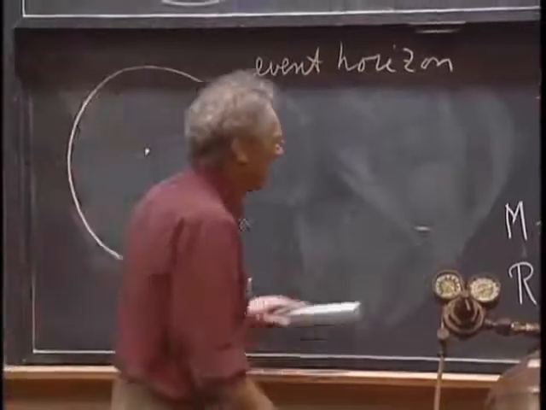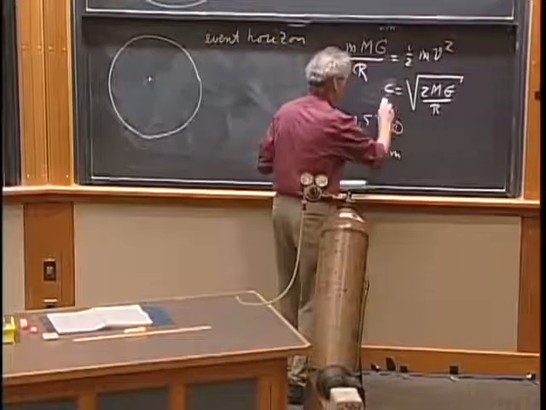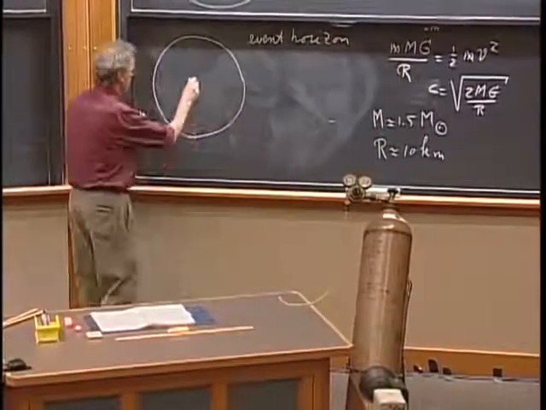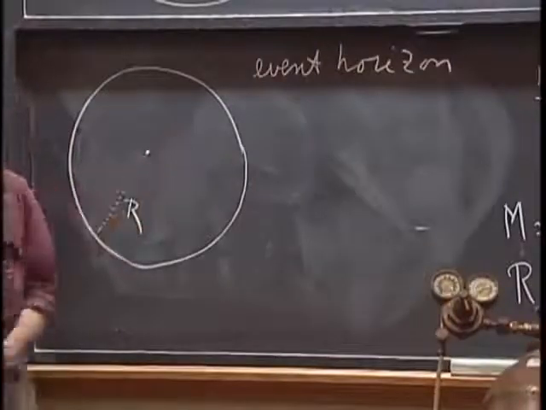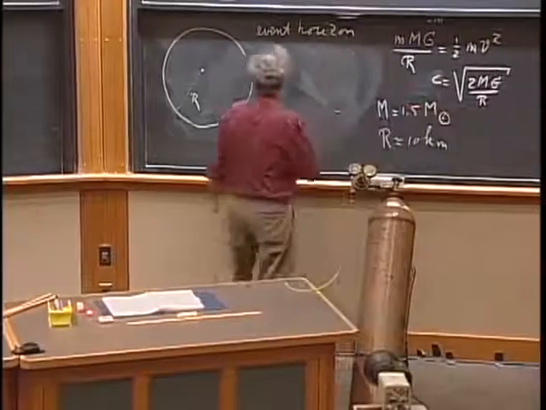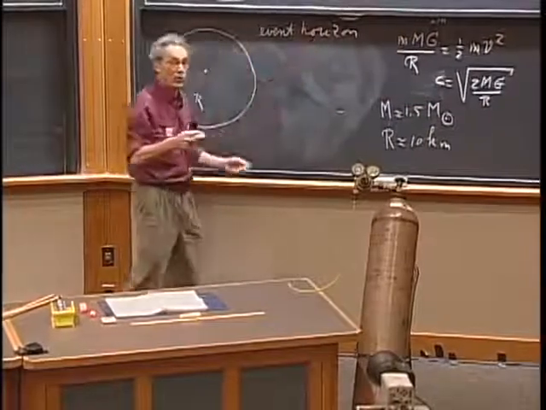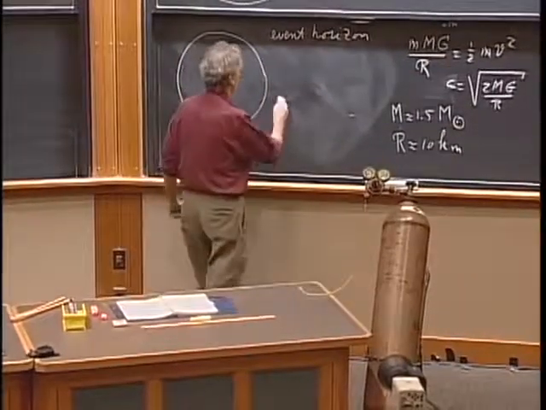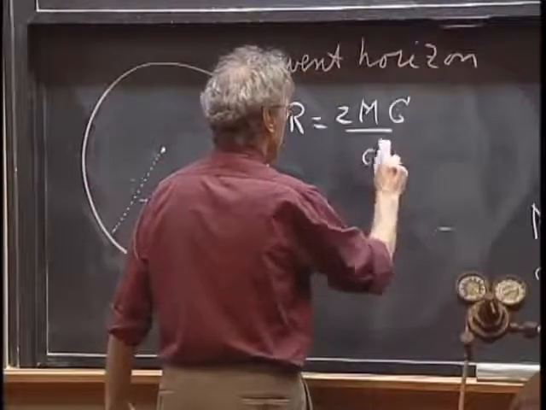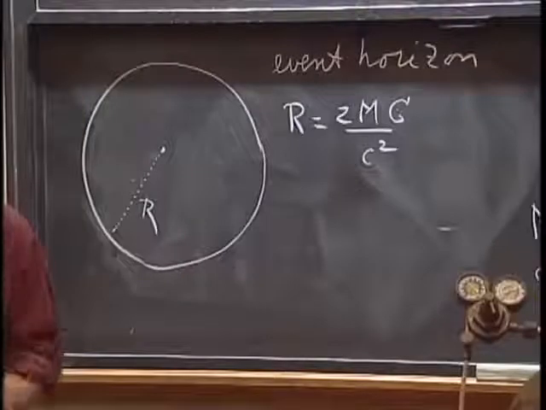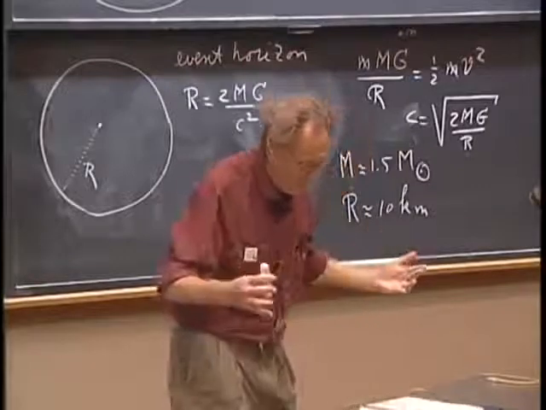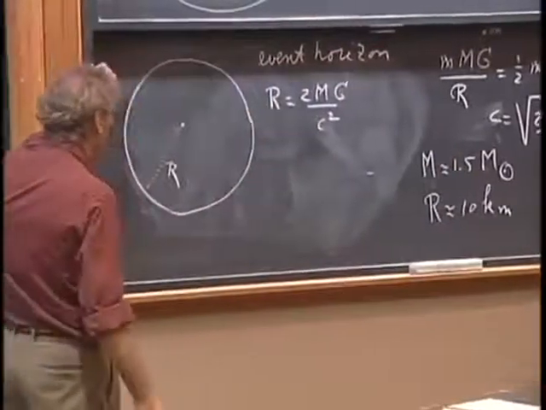All I have to do is make this c, and I can calculate what that radius is. If you are inside that radius, then the escape velocity would be larger than c, so you can't get out. And so the radius of a black hole is the radius of the event horizon. I wouldn't want to call it the radius of the black hole, but the radius of the event horizon, R, is then 2GM divided by c squared. If you are closer to the black hole, the escape velocity would be larger than c, which is not possible.